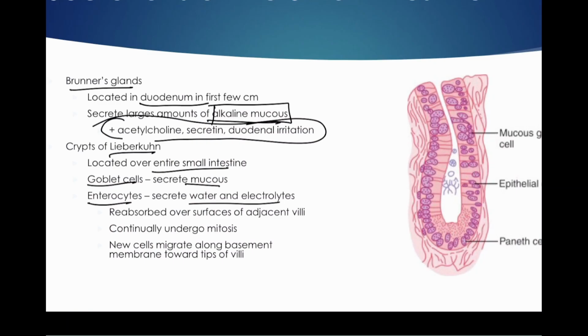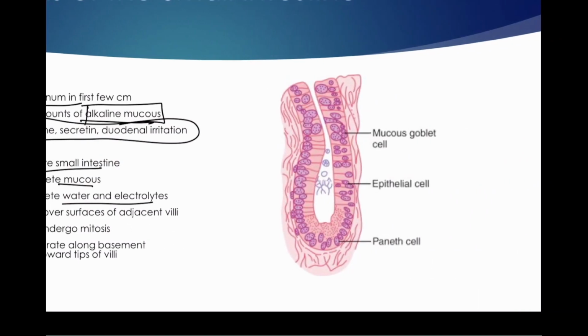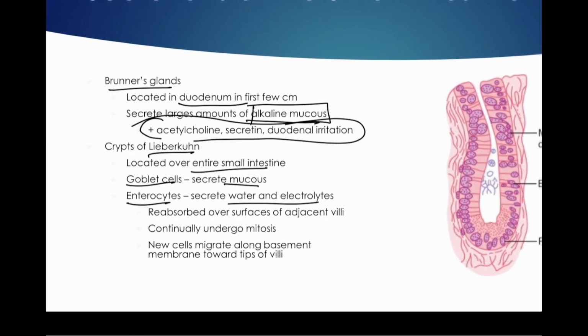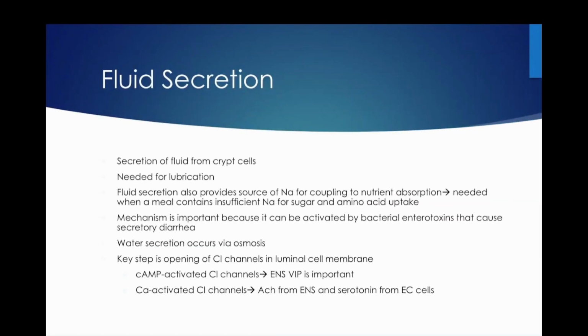But those are the two different types of cells. Okay, so Brunner's glands are the bicarb. Crypts of Lieberkühn are more mucus than water, kind of keep it slick and lubricated. Okay, those are two different types of cells we have in the small intestine.